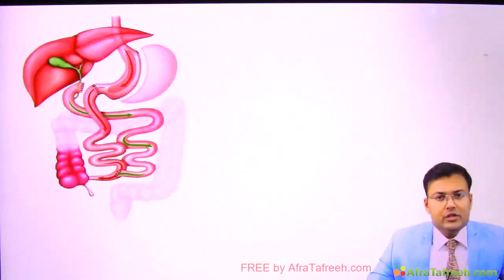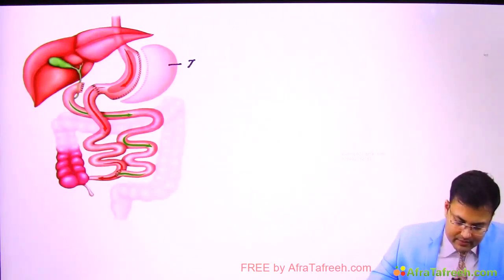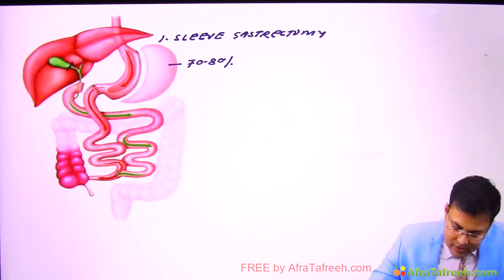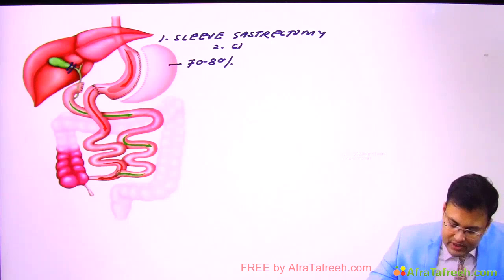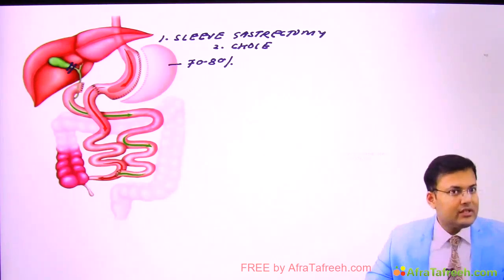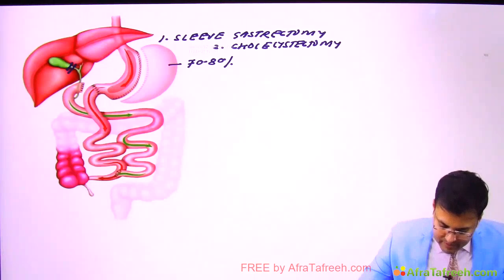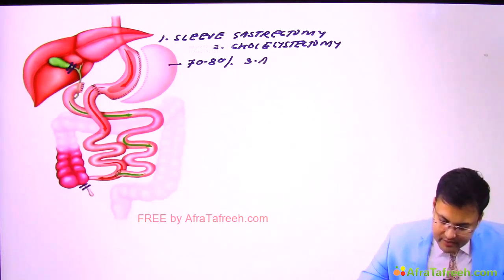So see how duodenal switch looks. We perform sleeve gastrectomy. 70 to 80% of stomach is removed. So first we perform sleeve gastrectomy. Clear? What do we have to perform? Cholecystectomy. Why do we perform cholecystectomy? Because in these procedures there is increased risk of gallstones. So cholecystectomy. We have to perform appendectomy.